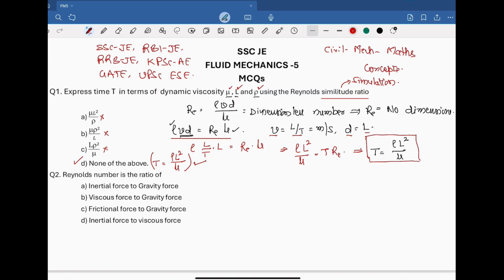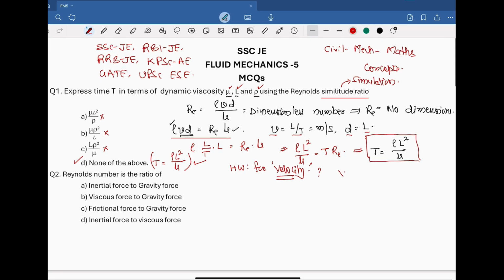Using only mu, L and rho, can you do the same thing for velocity? Instead of time, you do it for velocity. This is your homework. Do it for velocity and show me what is the similitude ratio for velocity.